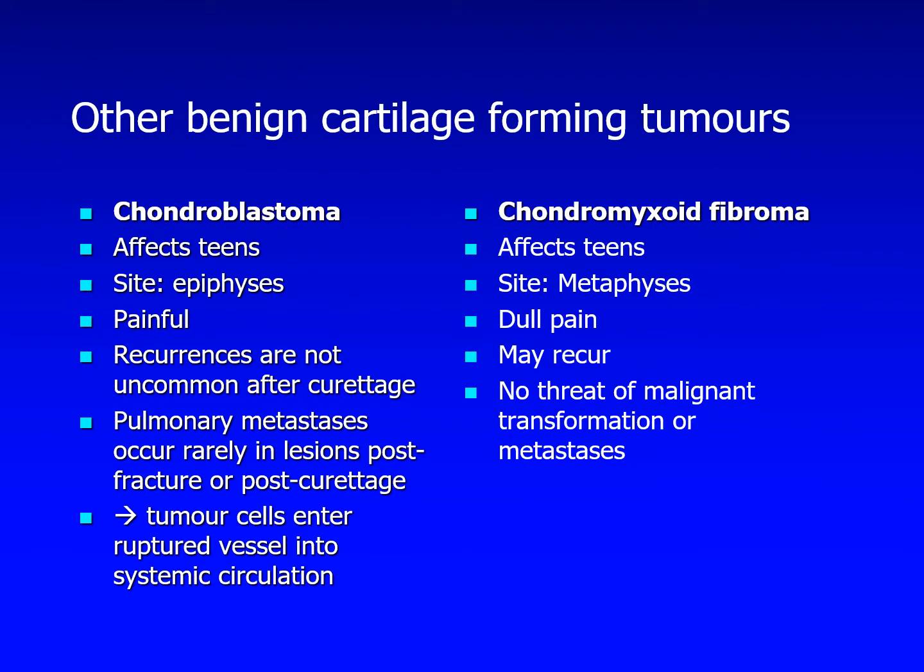Other benign cartilage-forming tumors are chondroblastoma and chondromyxoid fibroma. Chondroblastoma affects the teens. It involves the epiphysis, is usually painful, and recurrences are not uncommon after curettage, or when the tumor has been removed. Pulmonary metastases occur rarely in lesions post-fracture or post-curettage. And chondromyxoid fibroma also affects the teens, and the site is the metaphysis. It presents with dull pain, and it may recur, but there is no threat of malignant transformation or metastasis.